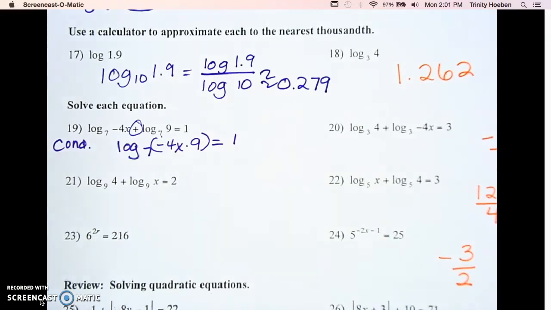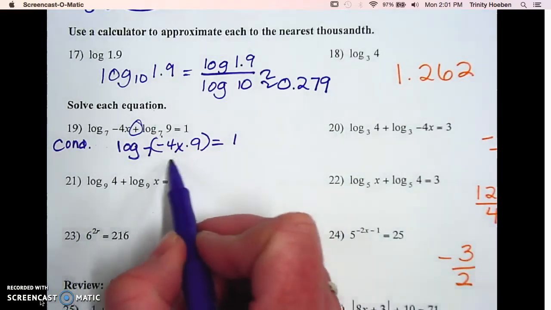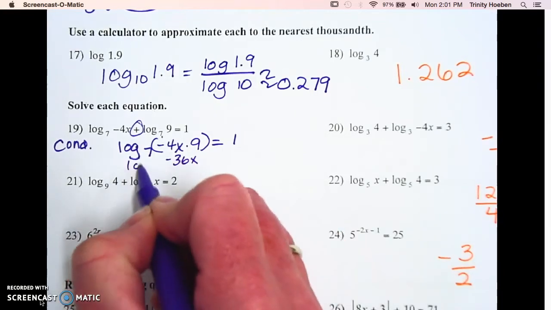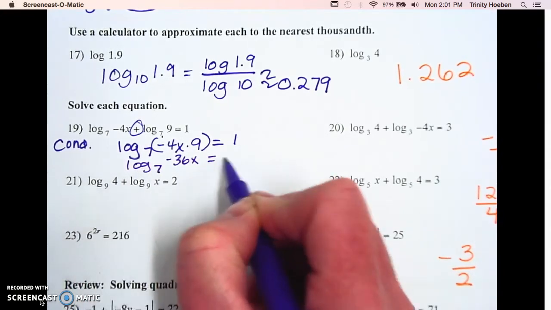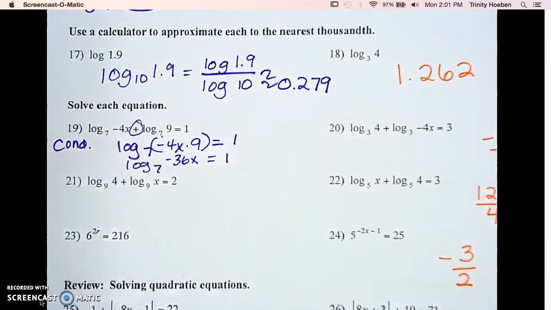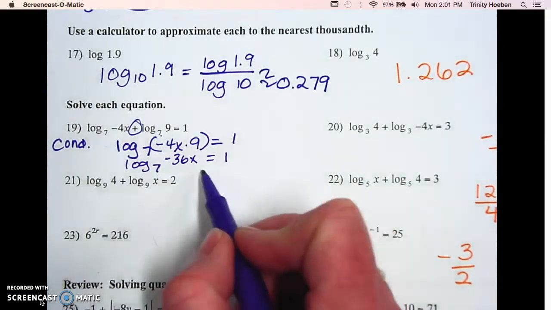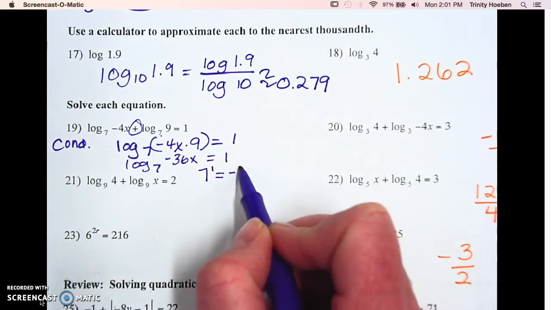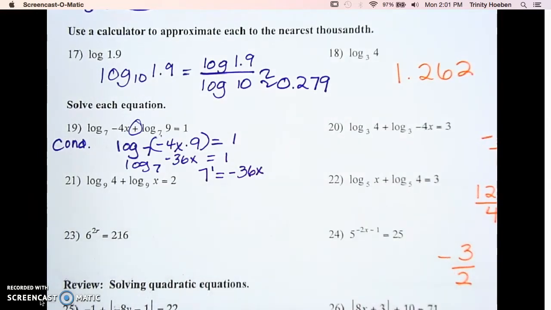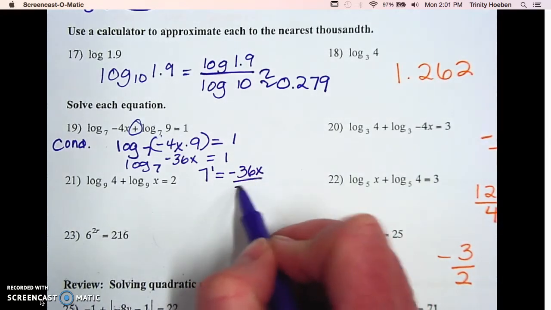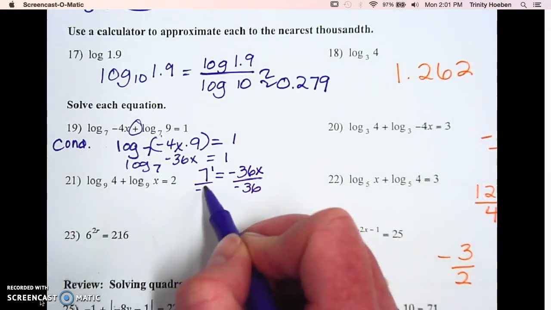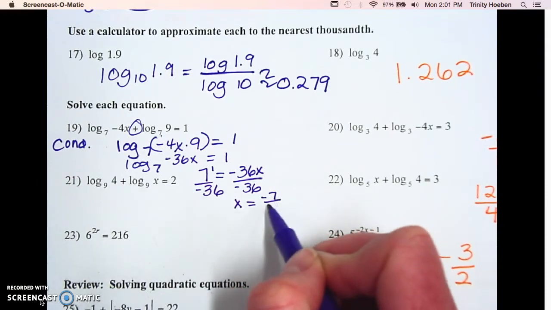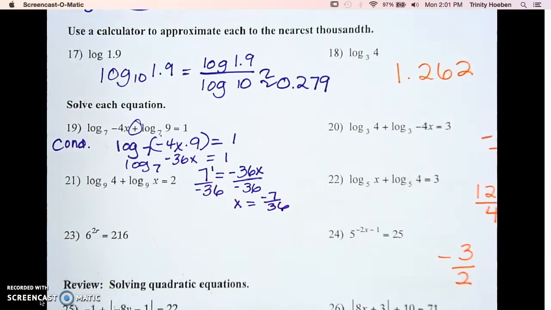That's going to be equal to 1. And to simplify in the parentheses right here, we get negative 36x. So log base 7 of negative 36x is equal to 1. Then I'm going to change that to exponential form because 7 to the first power is negative 36x. Divide both sides by negative 36. And so x is just going to be equal to negative 7 over 36.